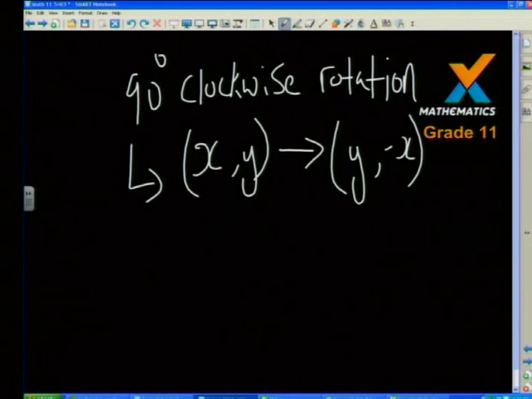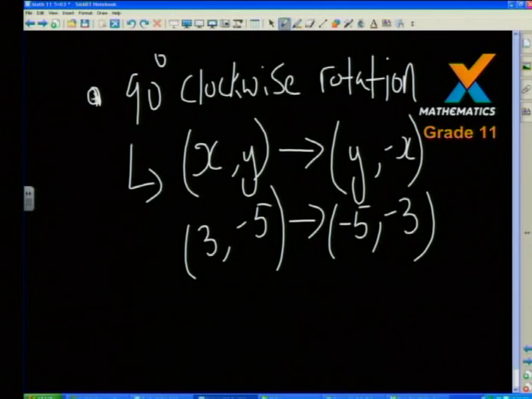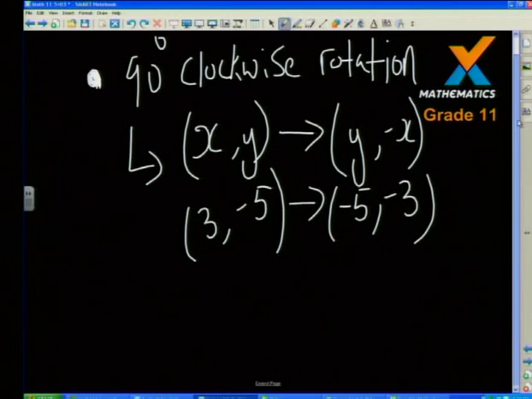So we'll do an example as well. If I have (3, minus 5), what does it become? The y moves to the front, so minus 5 moves to the front, so it becomes minus 5, and the x becomes negative x, so 3 becomes minus 3. Nice and straightforward. The next one in the list, I'm just going to make these bullets so that you can see, is 90 degrees anti-clockwise.